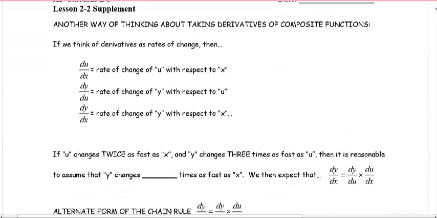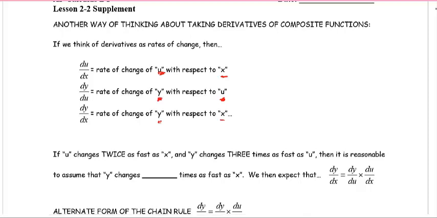So there's another way of thinking about taking derivatives of composite functions. This time I'm going to use the notation du dx, which really means the rate of change of some function u with respect to x. Then I have something else, dy du, the rate of change of some function y with respect to something else called u. And then the rate of change of y with respect to x, dy dx.